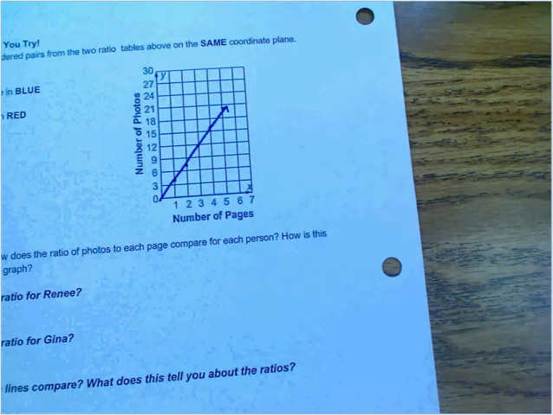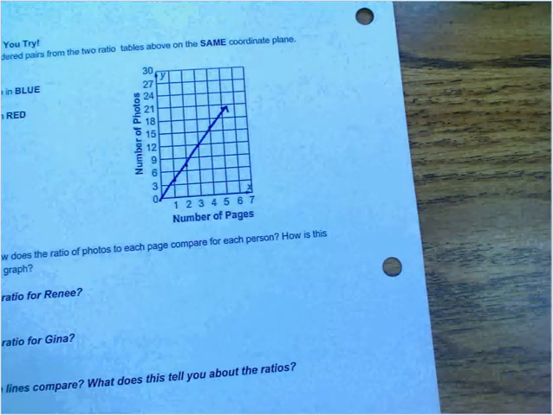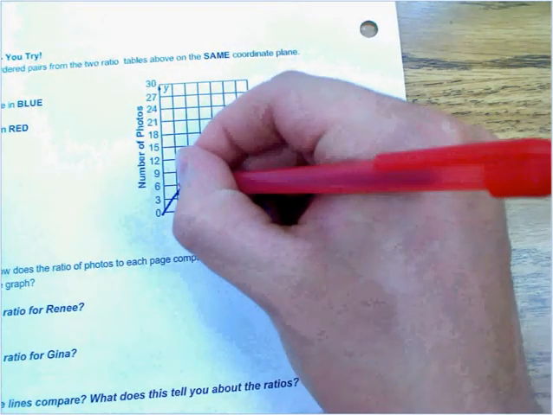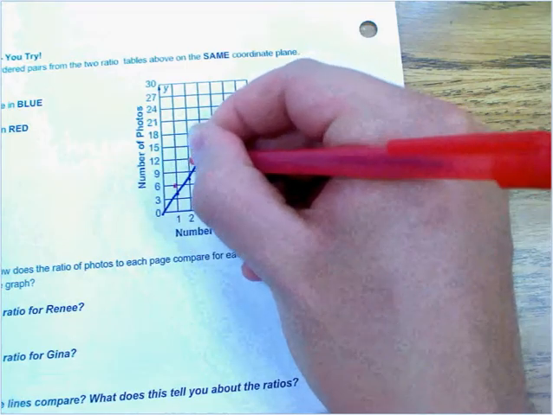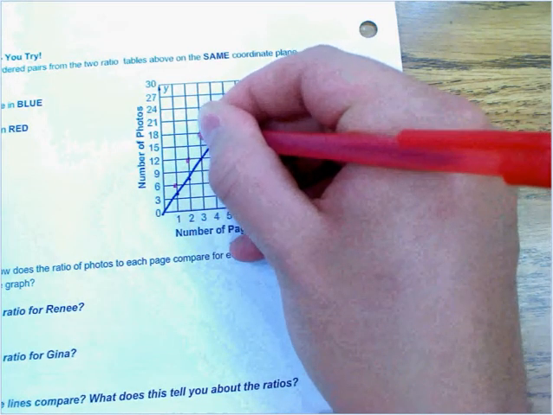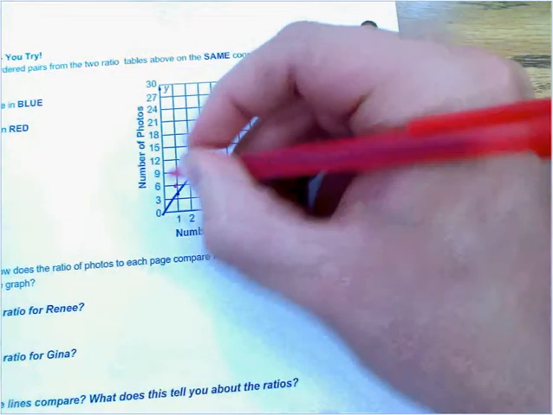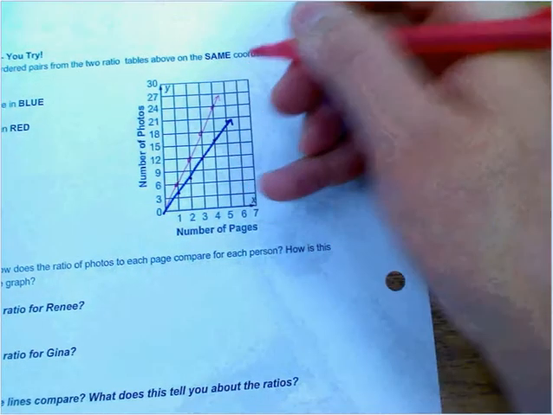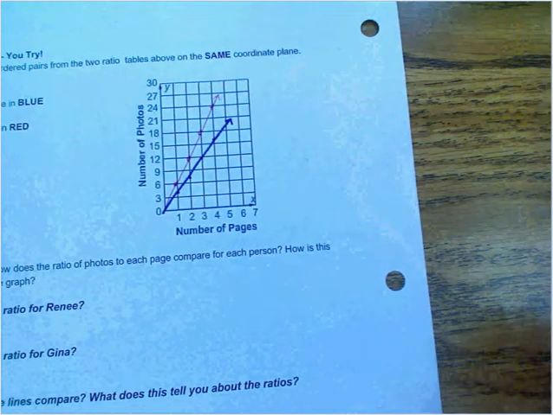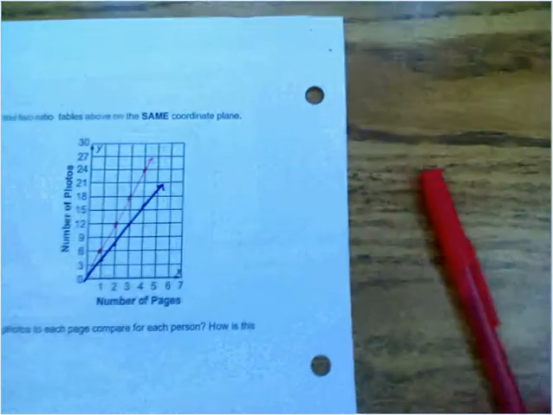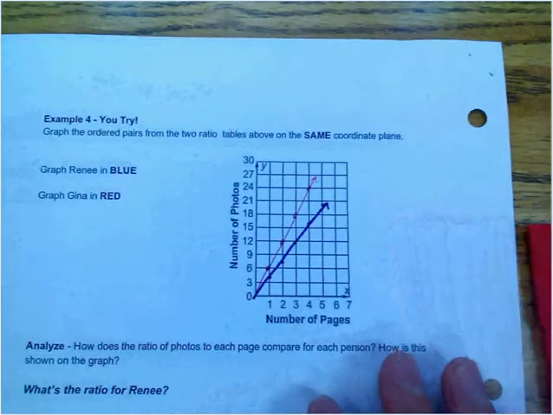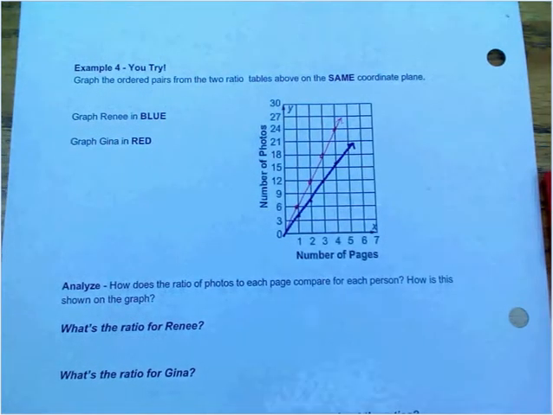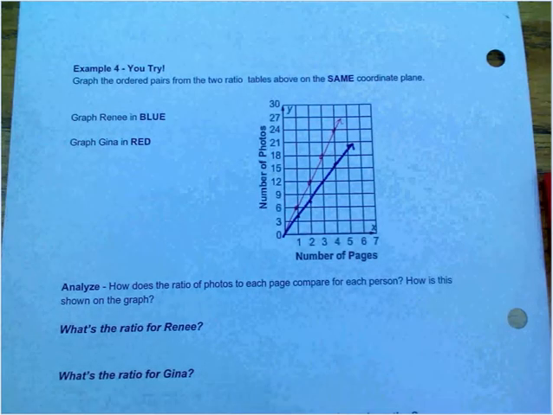Now, Gina's is going to be in red. She was 6 per page. So we have 6, 12, 18, 24. Now let's take a look at that graph. If we look, we can see that Gina's goes up at a higher rate.